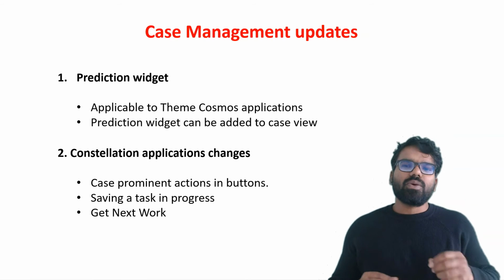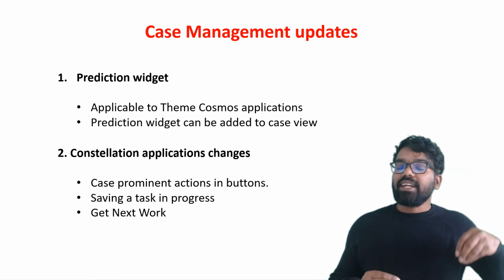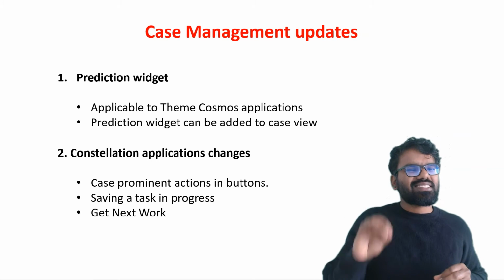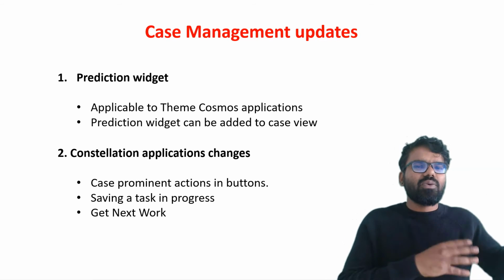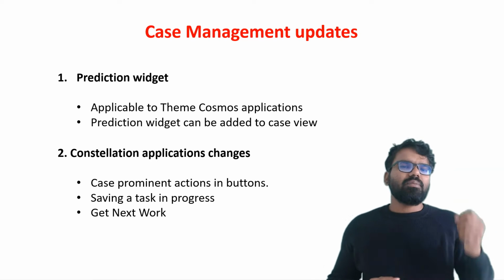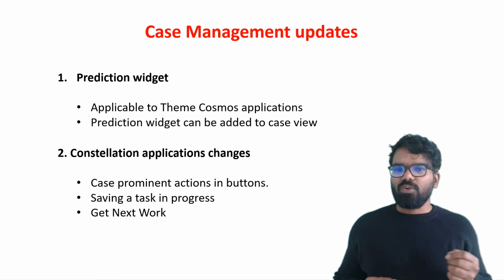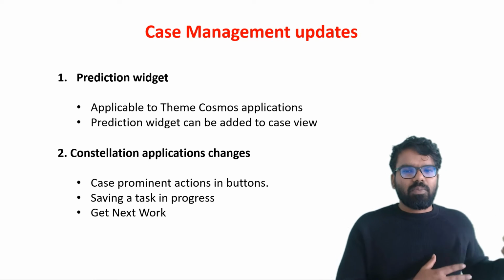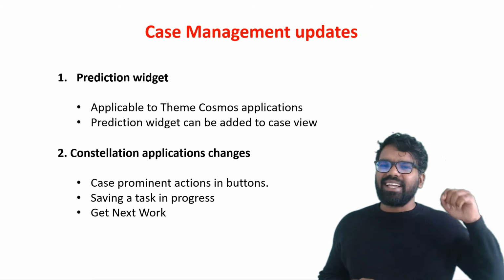The next is you can also save a task. We already know that in a traditional application, you can always use a save button to save the changes and then you can submit at a later point of time. Similarly for Constellation applications, now you can save a task which is already in progress, and then you also get the Get Next Work.